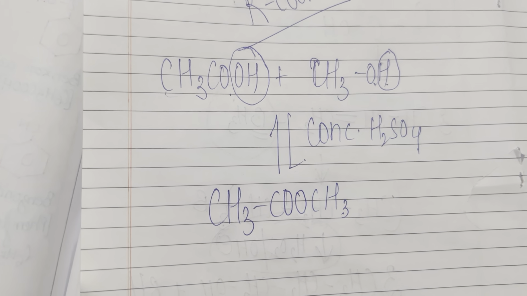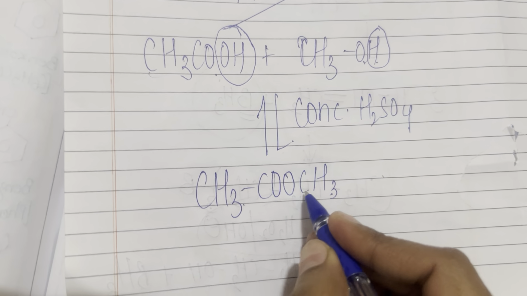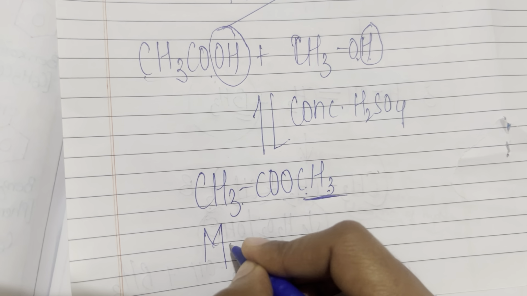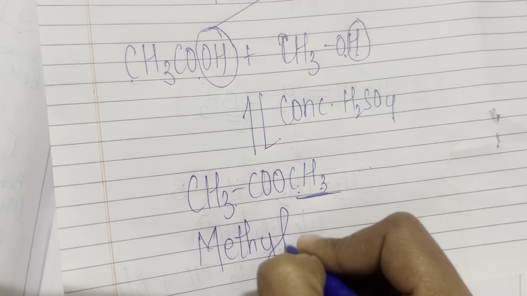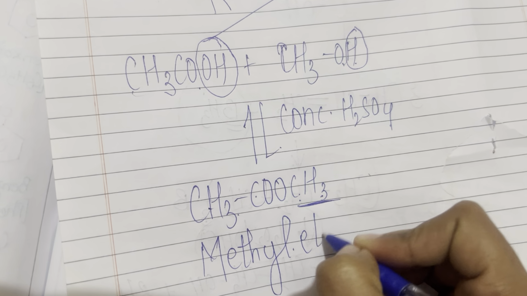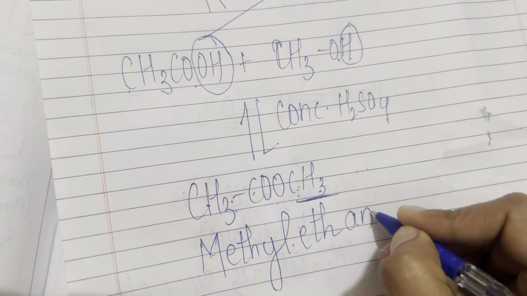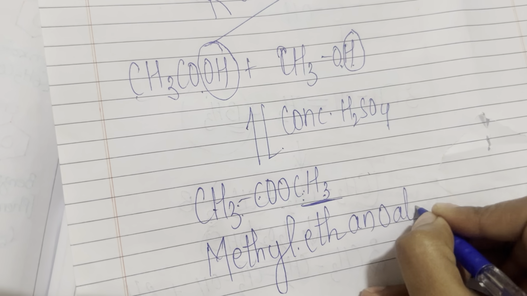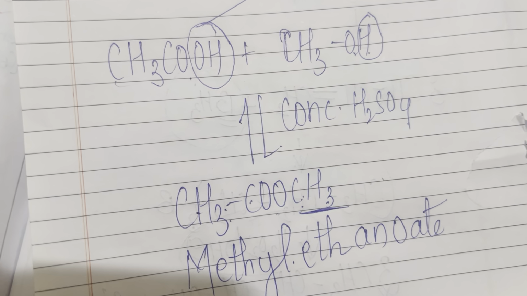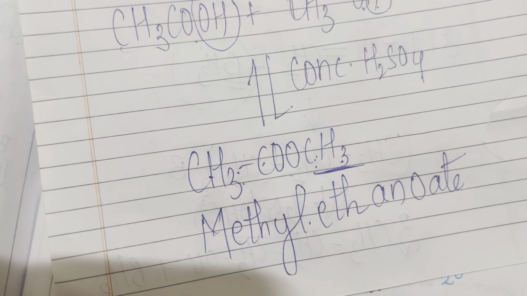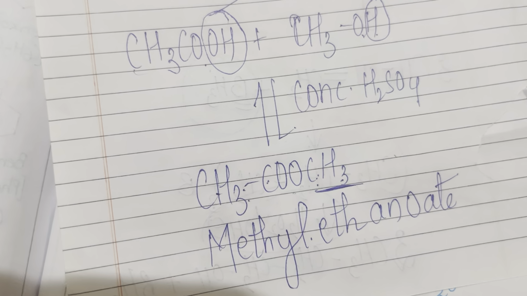Now how to name it? Always start from the second oxygen carbon. From this side, it is methyl. 2 carbons are left, it is eth. Between single bond, ane. Since it is an ester, it will be called oate. So it is methyl ethanoate. Again I say, the detailed video on nomenclature will be there soon, so you will be well versed with those things in a short time.